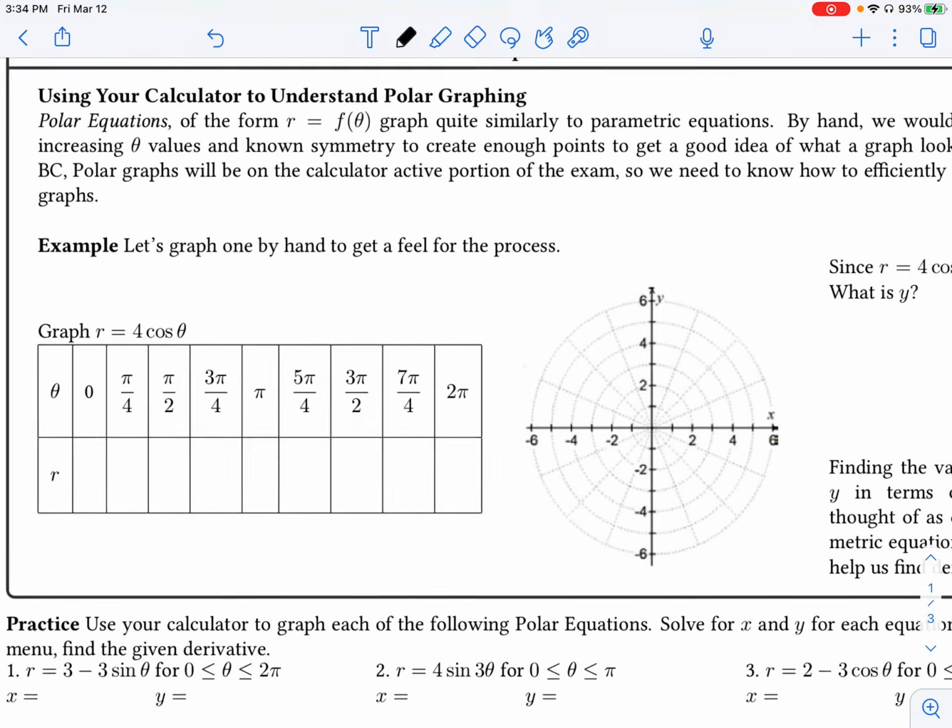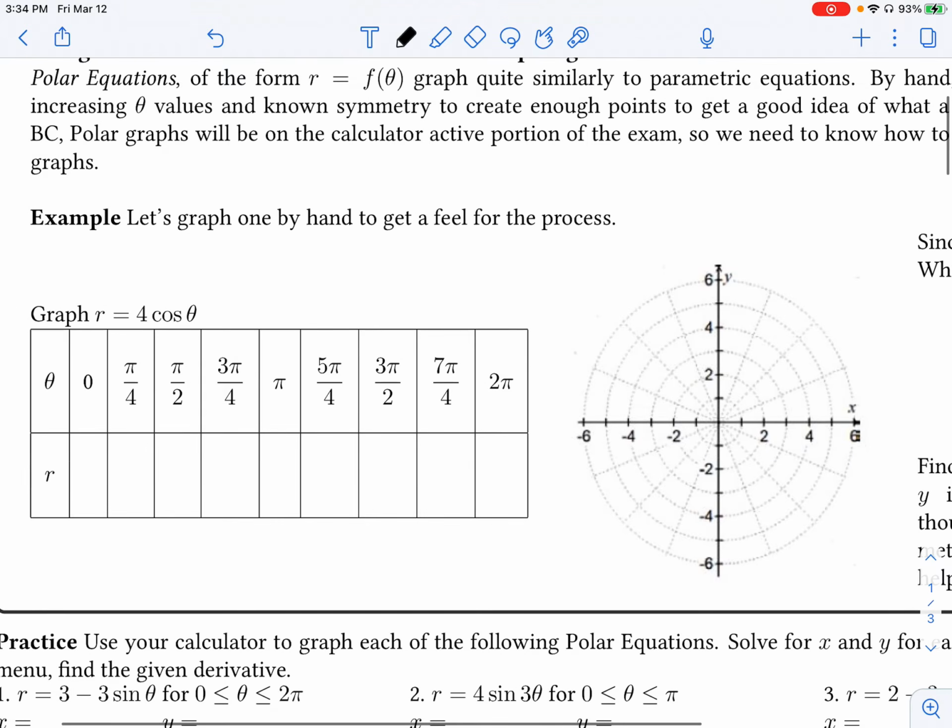So if we look at something like 4 cosine theta, it's important for us to understand that r is giving us our distance from the pole, and our pole is another word for the origin here for a polar function, or on a polar graph, I should say. So r represents how far our value is from the pole, and it's a function of theta. So in this case, we have 4 cosine theta.